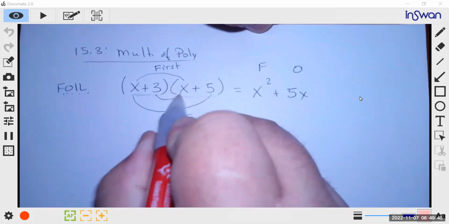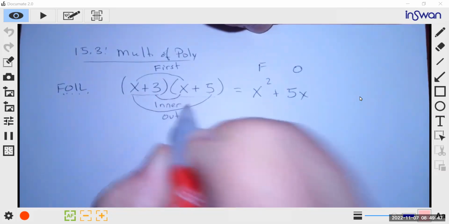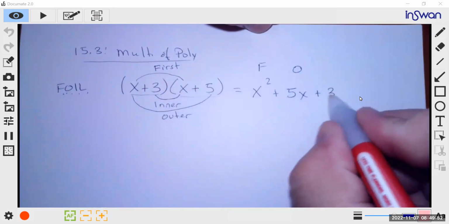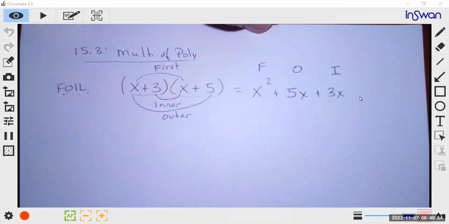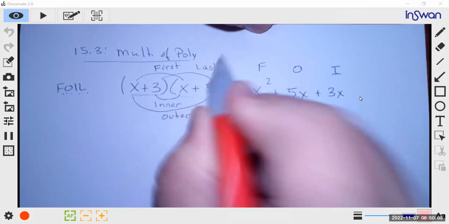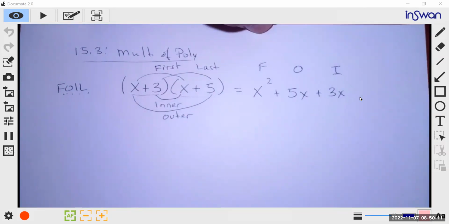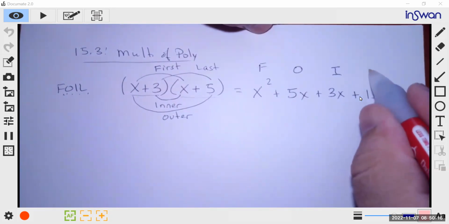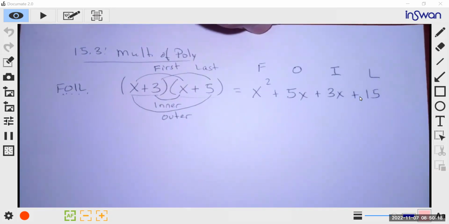Then you have the inner ones. Positive, positive is positive. 3 times x is 3x. That's the inner ones. And then we deal with the last ones. Positive, positive is a positive. 3 times 5 is 15. That's the last one. That's why I call it FOIL.